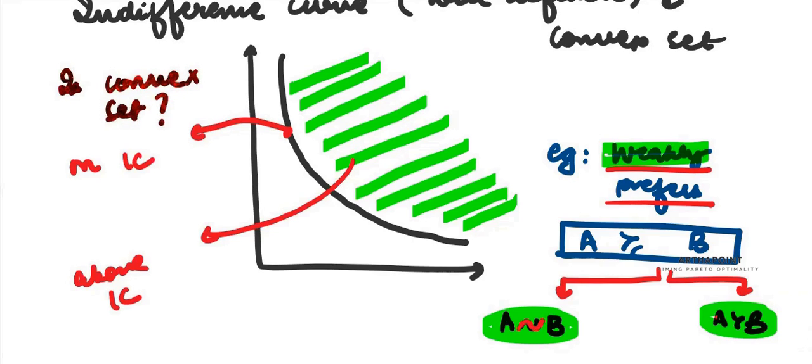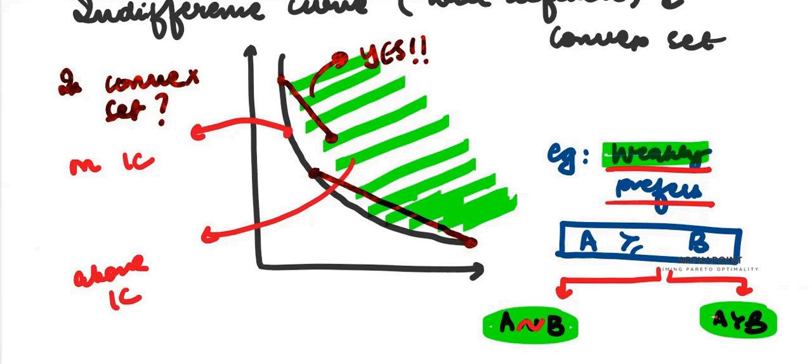You can try it. Take any 2 points, join them with a line segment. This line segment lies within the shaded region. So yes, it is a convex set. You can take any 2 points wherever you want. Join them with a line segment. It will lie within the shaded region. So that is why it becomes a convex set.